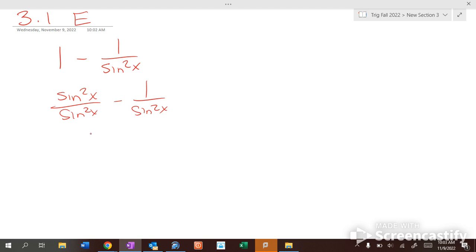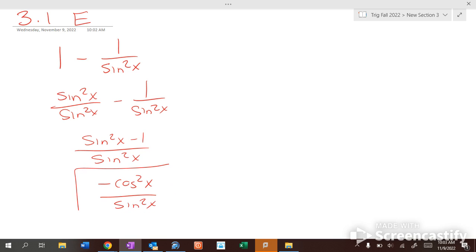So then my numerator of this fraction becomes sine squared of x minus 1. My denominator is sine squared of x. What's sine squared of x minus 1 equal to? Is it cosine squared of x or negative cosine squared of x? Negative cosine squared of x over sine squared of x. And that's what my final answer will be. Okay, so we'll be doing a few problems like that.